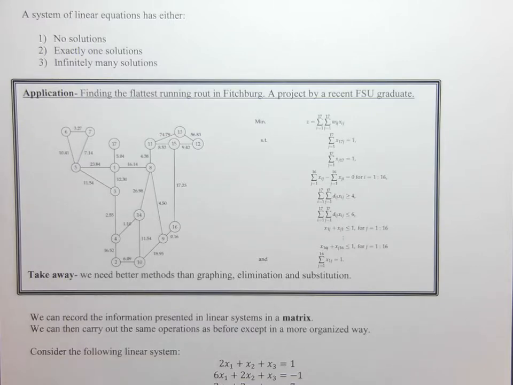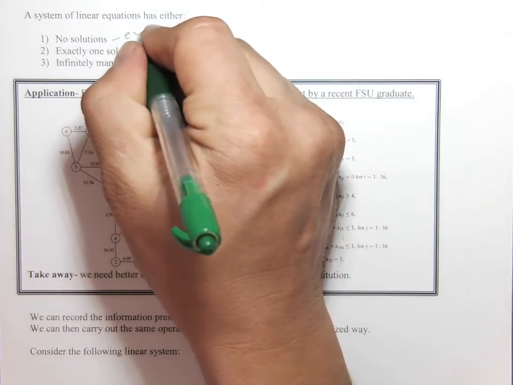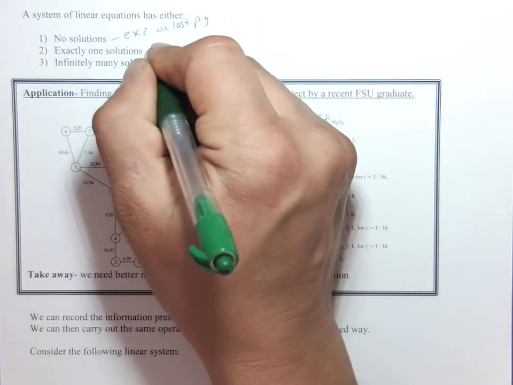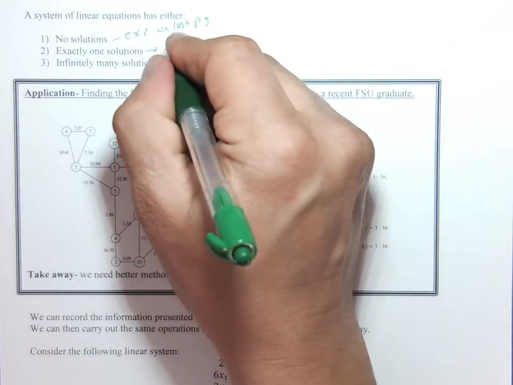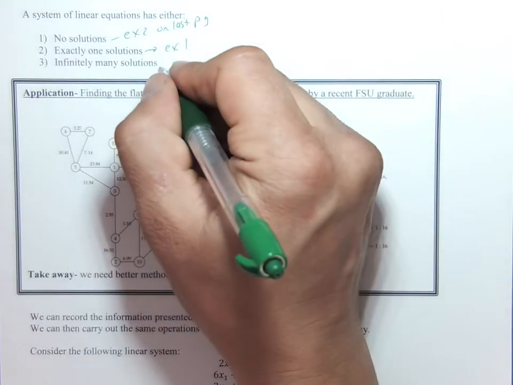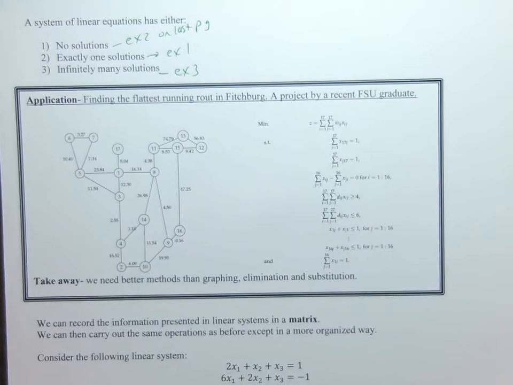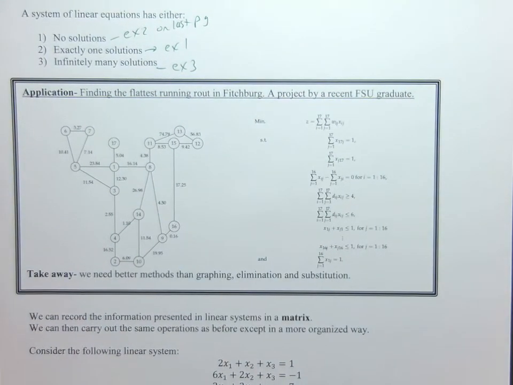Okay, so we just saw these three things. A system of equations might either have no solutions, so that would be example 2 on the last page. It might have one solution, that was the first example, or it might have infinitely many solutions, that was the third example. But those are the only three possibilities. They really, really are.